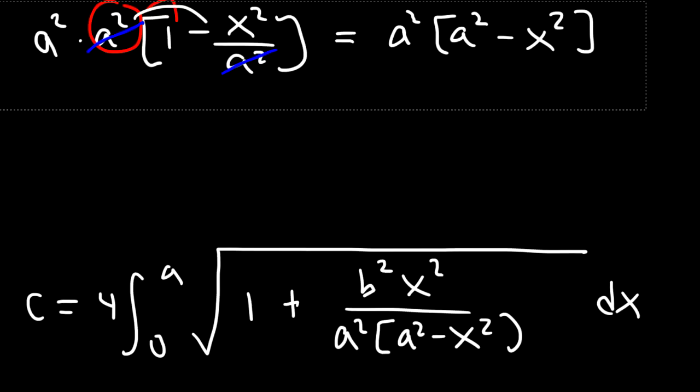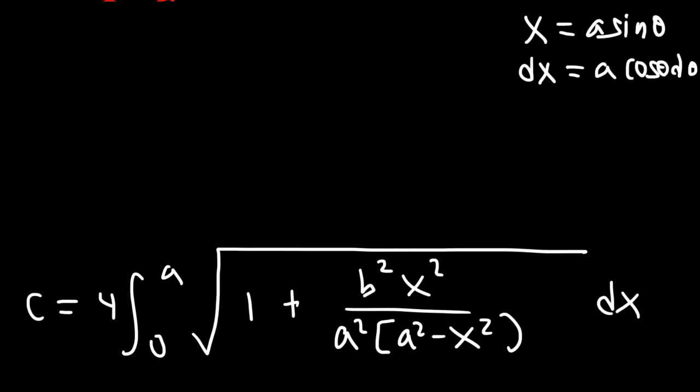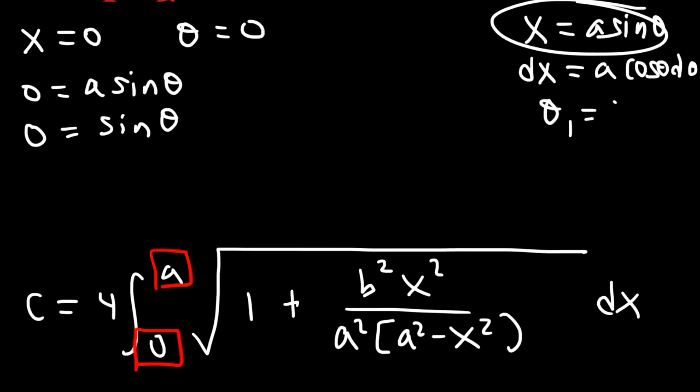At this point, we need to use trig substitution. So I'm going to make x equal to a sine theta. And so dx is going to be a cosine theta d theta. Now I need to change the limits of integration. So these are x values. I need to change them to theta values. So when x is 0, what is theta? Let's plug in 0. So 0 is going to equal a sine theta. If we divide by a, 0 over a is 0, and sine 0 is equal to 0. So therefore, the first theta value will be 0.